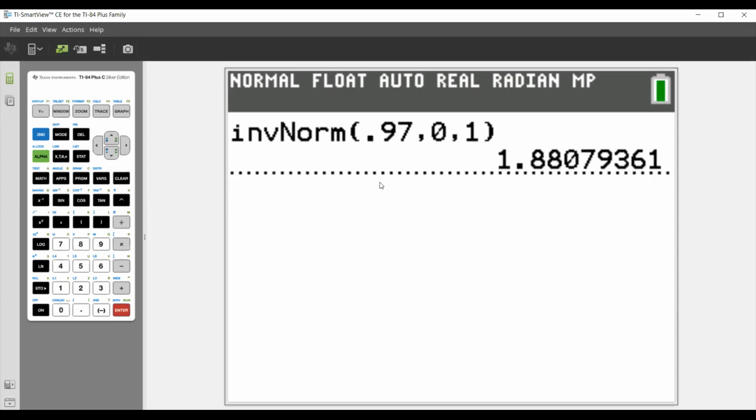What you're given here is that z, 1.88. That's the z value where 3% of the area under the curve is to the right of that. All right. The area to the right of z equal to 1.88 is 3% or 0.03. That's what we're trying to find. This is the reverse operation. That's why they call it inverse. Okay, let's look at the next one.